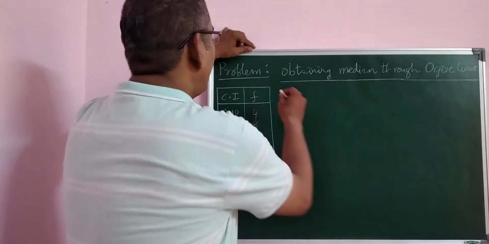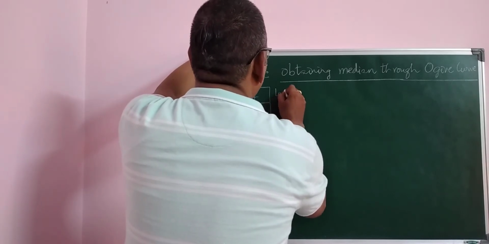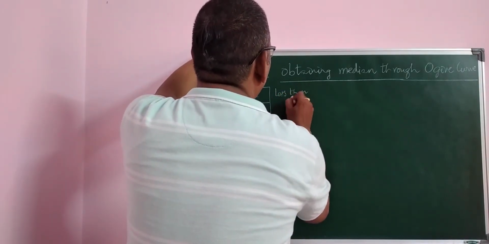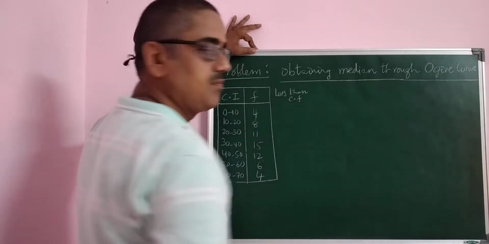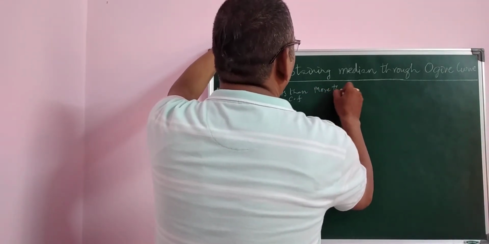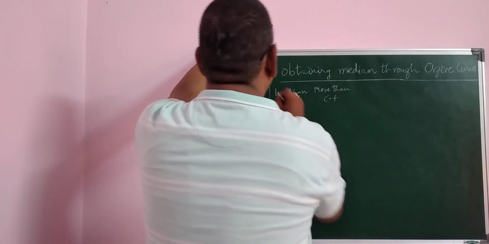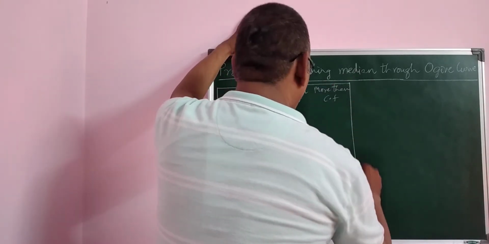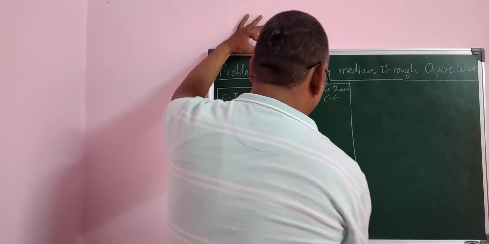So here I am calculating less than cumulative frequency, which I am calling CF, and more than cumulative frequency, again CF I am calling, right? So these are the two particular columns I am calculating.